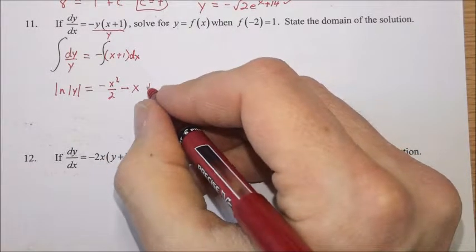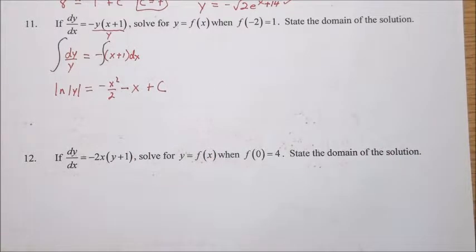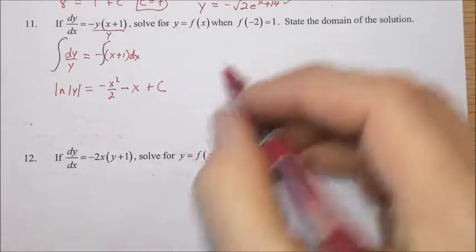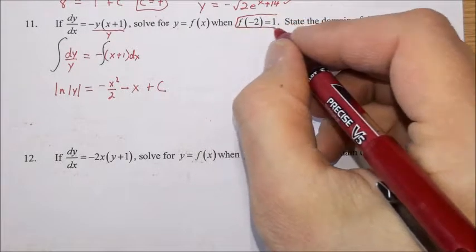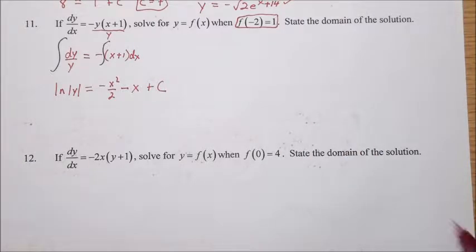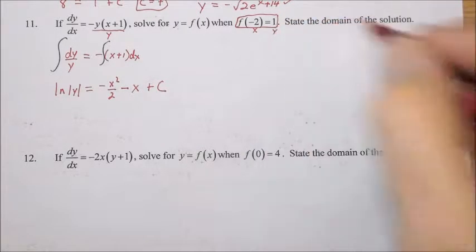Now we need our step 3. Don't forget the plus c. Okay, now that's done, which leads us to step 4, which is to find the value of c using the initial condition. When we plug in -2 for x, we get 1 for y.